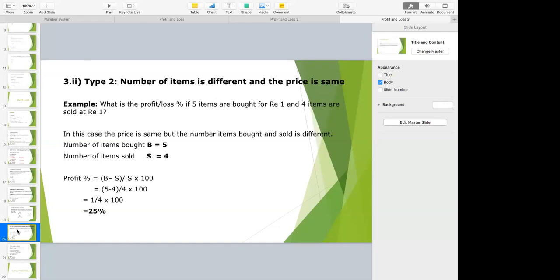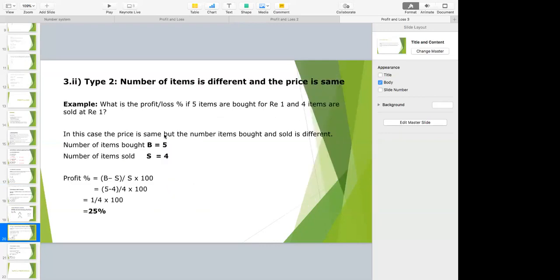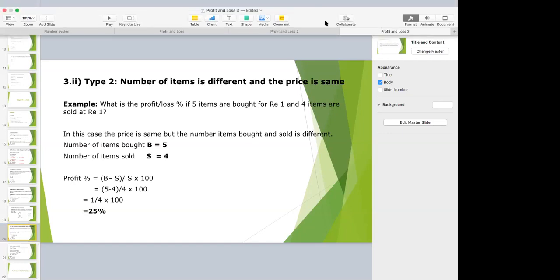So in this scenario, what you can do is you can try to convert this to type 1, or you can try to convert it to type 2. You can try to make the prices the same, or you can try to make the number of items the same. How will you do it? You will do it with the help of the LCM method. Okay, so is this clear?